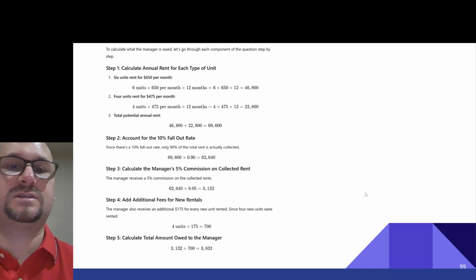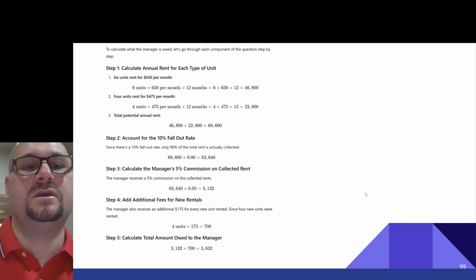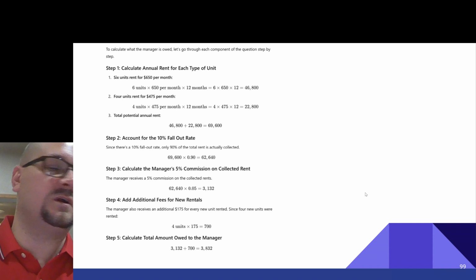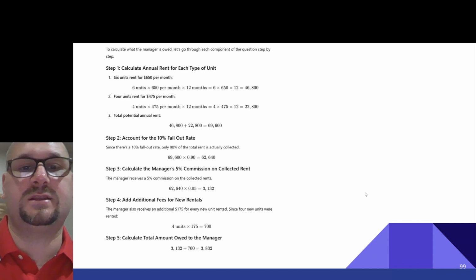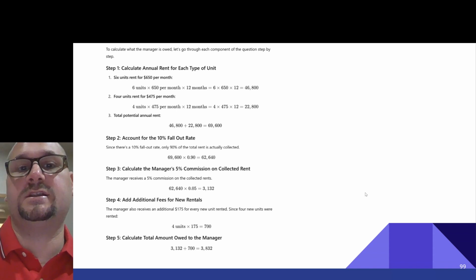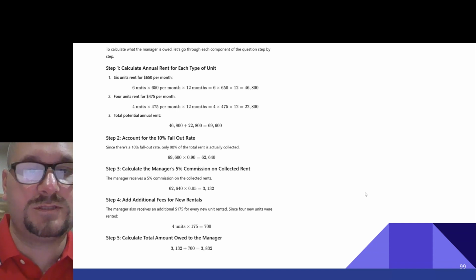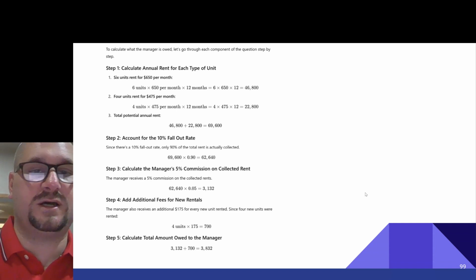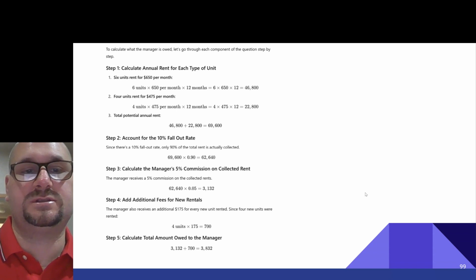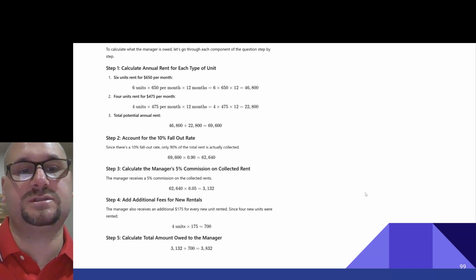So 69,600 times 90% gives you 62,640. That's accounting for the fallout vacancy. Now calculate the manager's 5% commission on that collected rent. So now you have 62,640 times 5%, or 0.05, and you get $3,132, right? So that's to the manager.